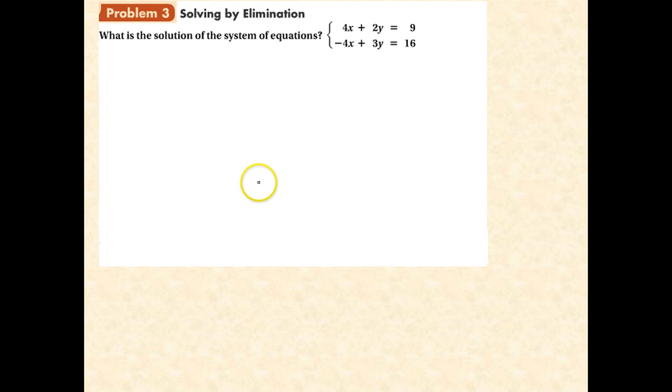And your code phrase is buffalo chip. Buffalo chip. Now I'm going to show you another method of solving systems of equations algebraically, which happens to be one of my favorites.